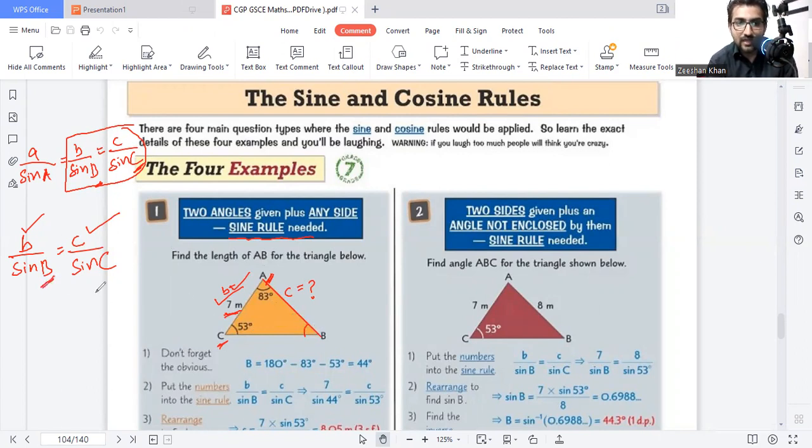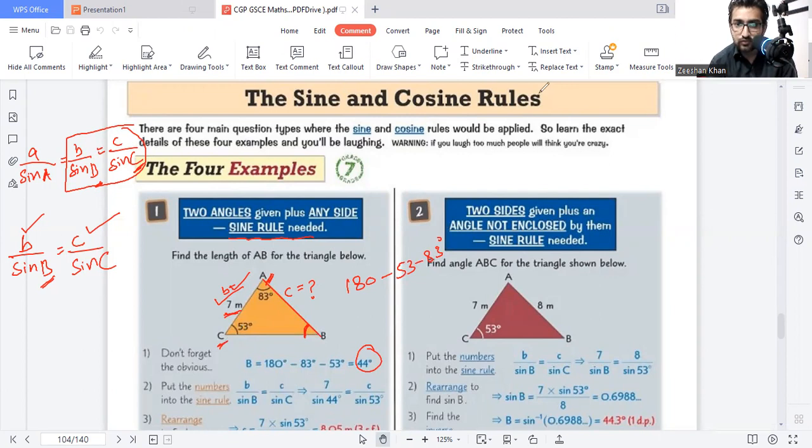But we need B. It is not given, this side. This is not given, this angle. So therefore, in order to find out B, it is 180 degrees minus 83 minus 53. If you want to find out the one which is not given, subtract the other two from 180. 180 minus 53 minus 83, and you got 44. This 44 is this B. This is the method, right, to find out the third angle if two of them are given.